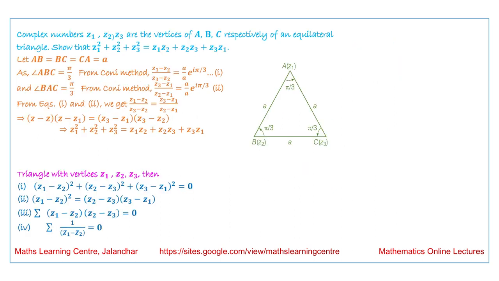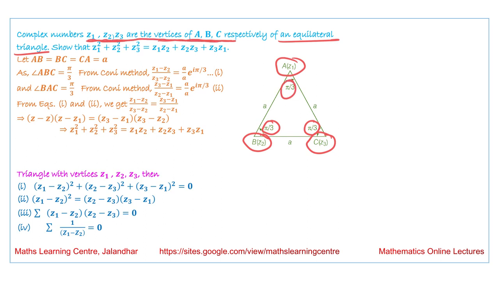Next is complex numbers. z1, z2, z3 are the vertices of a triangle ABC, and it is an equilateral triangle. It means all these angles are pi by 3. We have to show that z1 square plus z2 square plus z3 square is equal to z1 z2 plus z2 z3 plus z3 z1. So all these angles are of measure pi by 3.